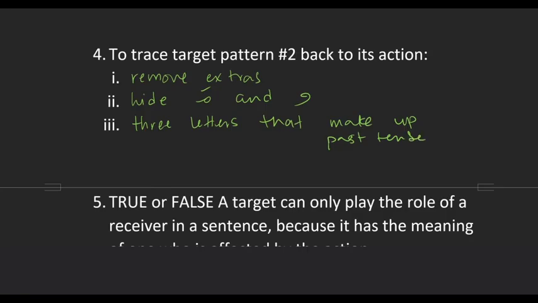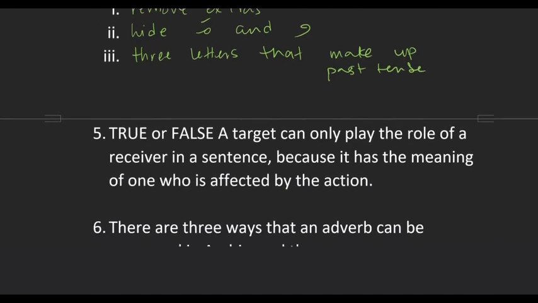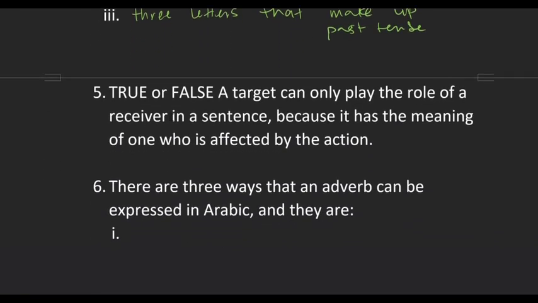Okay, true or false? A target can only play the role of a receiver in a sentence because it has the meaning of one who is affected by the action. False. A target is a normal noun and can play any role that a normal noun can play. Right, a target is a normal noun. And we saw that distinction between a word pattern and role in sentence. So target is a word pattern, whereas receiver is the role in a sentence.